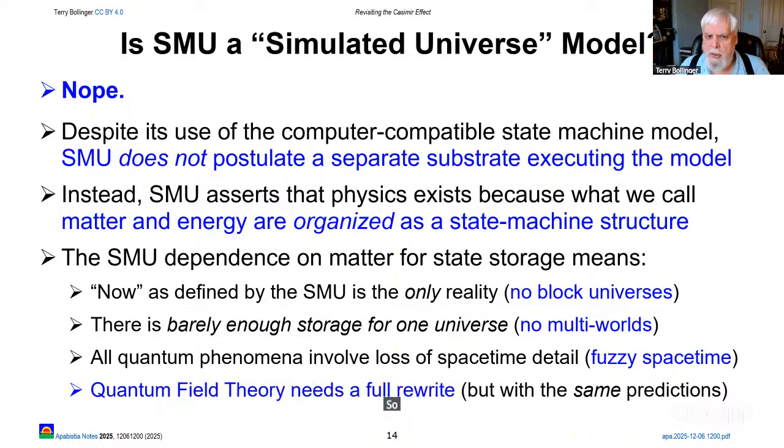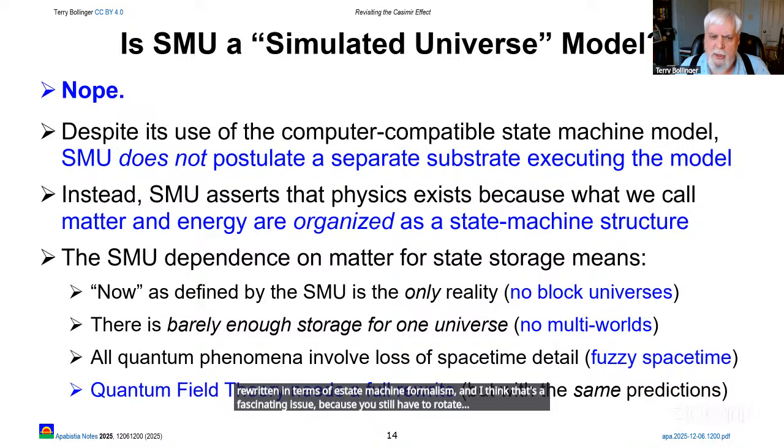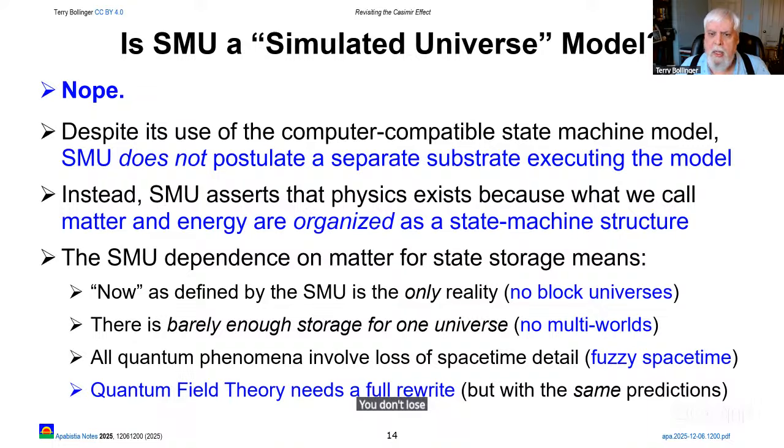So what you need to do is somehow rewrite quantum field theory in terms of a state machine formalism. And I think that's a fascinating issue, because you still have to keep the same predictivity that you have. You don't lose what you get in quantum field theory, but you do have to take a different look at it. And you can't just keep elaborating details infinitely down at the bottom.